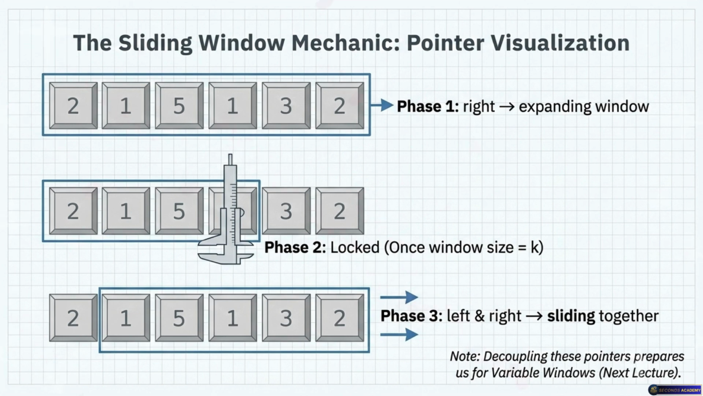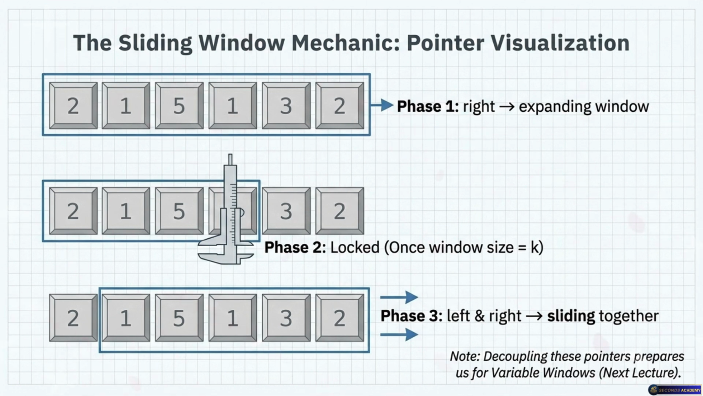2 simple math operations replace the whole inner loop. Exactly. But translating that into code, I mean, it can get a bit messy with index boundaries, right? How do we track this without getting lost and triggering an index out-of-bounds error? Well, you manage it by visualizing the geometry of pointers. Think of a right pointer expanding the window by moving through the array, bringing new elements in.